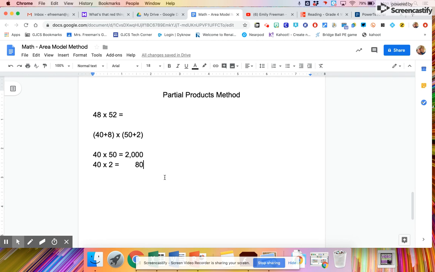After 40 has wrestled everybody on the opposite team, I always say 40 can take a break and eat a snack. So then we move to the number 8. So 8 has to be multiplied by everybody on the other team. So 8 times 50. Once again, just encourage students to line up those numbers best that they can. And then the last match that we have is 8 times 2.